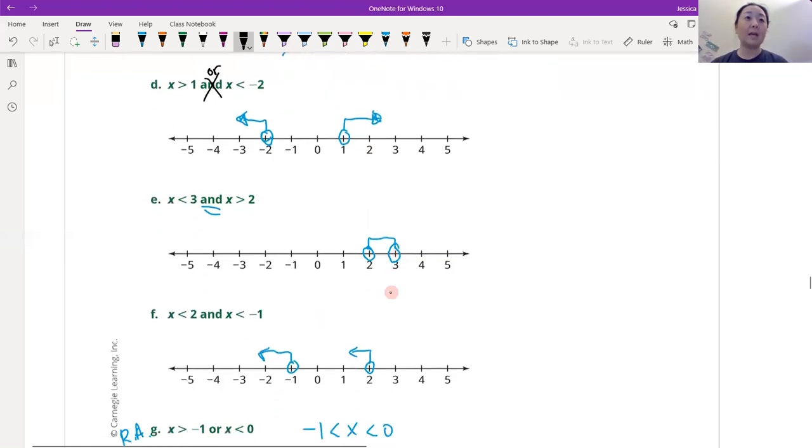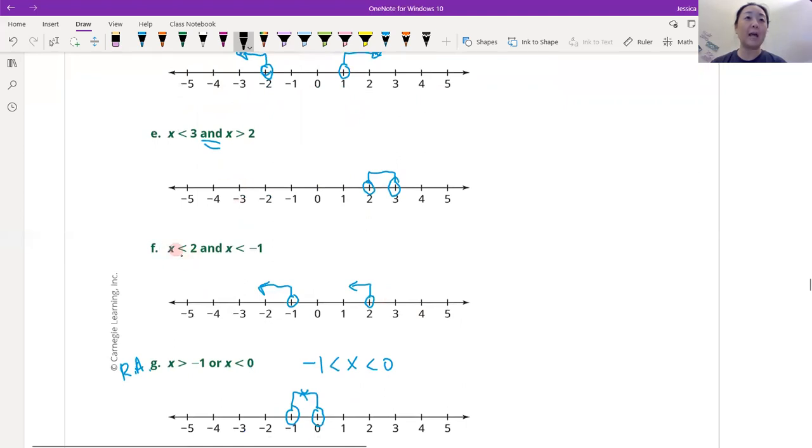All right. And here we go. So let's try this one. So it has to be both less than 2 and less than -1. If it's less than 2 and less than -1, basically it can't be in here. It can't be 1 because it's not both of them, right? Because it has to fill both.